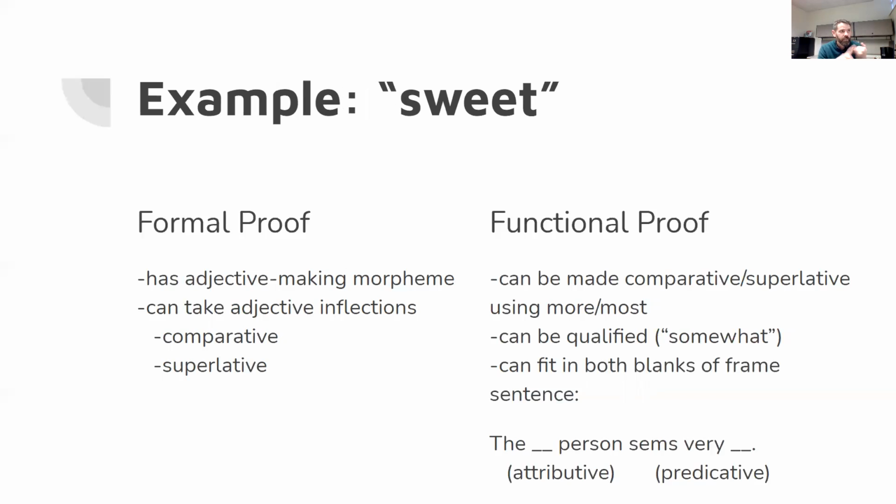Can it be qualified? Somewhat sweet. Yeah, we could say the lemon was somewhat sweet. Okay? And we have our sentence here. The sweet person seems very sweet. It fits in both of those. It fits in both the attributive adjective slot and the predicative adjective slot. And we'll take a look at why that matters, make that distinction.